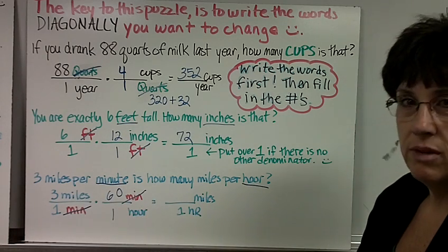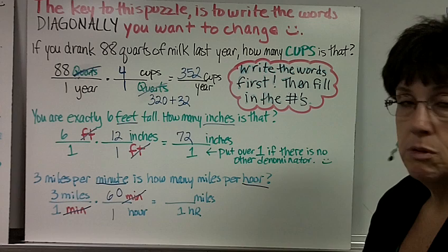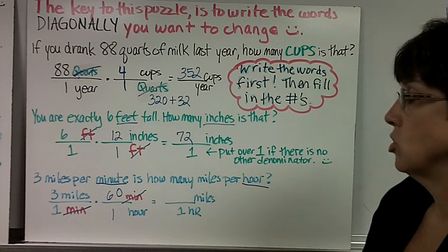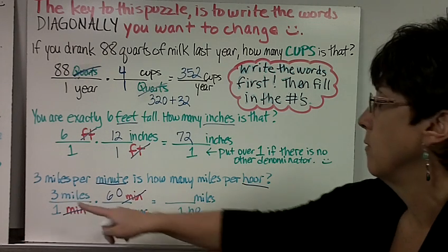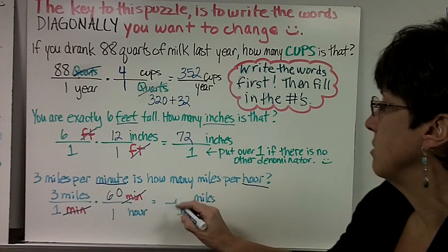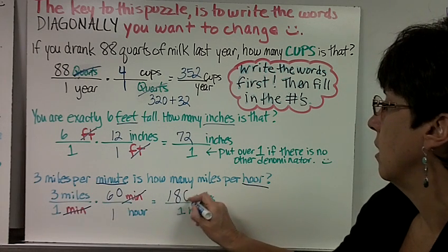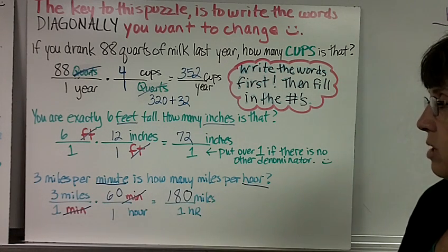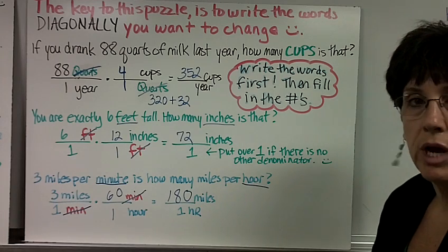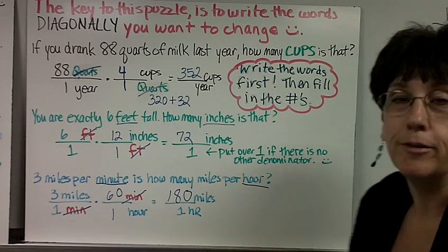So I'm going to simplify, can't cross out anything else. Now all these problems that I'm giving you examples of turned out to be multiplication, but we may do some that are division also. So we'll do more of those on another video. 3 times 60 is 180. And so 3 miles per minute is 180 miles per hour. And airplanes fly a lot faster than that. That's it.